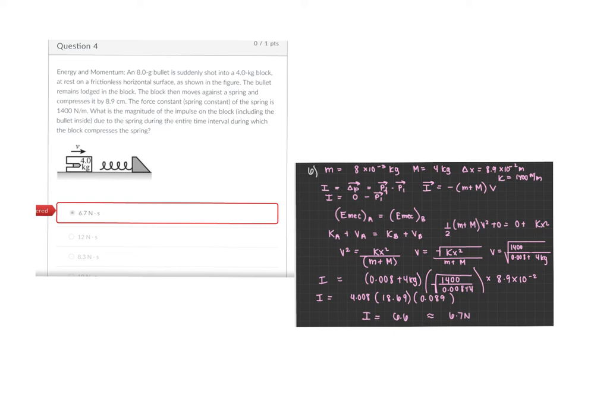So we have I equals 0.008 plus 4 kilograms times the square root of 1,400 divided by 0.008 plus 4 kilograms, times 8.9 times 10 to the negative 2, which is our displacement x. And then when we multiply all of these together, we get I equals 6.6, which is closest to 6.7 newton-seconds.